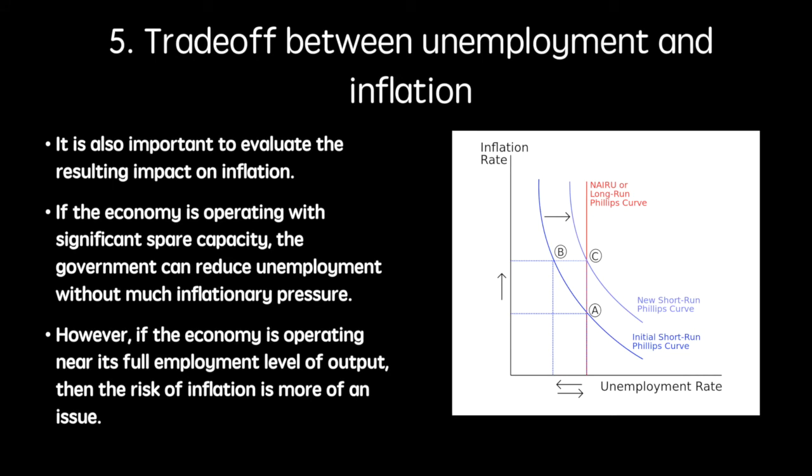And fifth is the trade-off between unemployment and inflation. So it's also important to evaluate this. If the economy is operating with significant spare capacity, the government can reduce unemployment without much inflationary pressure. However, if the economy is operating near its full employment level of output, then the risk of inflation is more of an issue. And you just need to think about the Keynesian long-run aggregate supply when considering this, or you can use this short-run Phillips curve to illustrate.